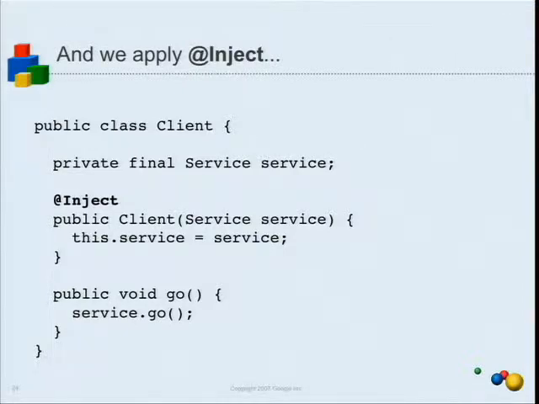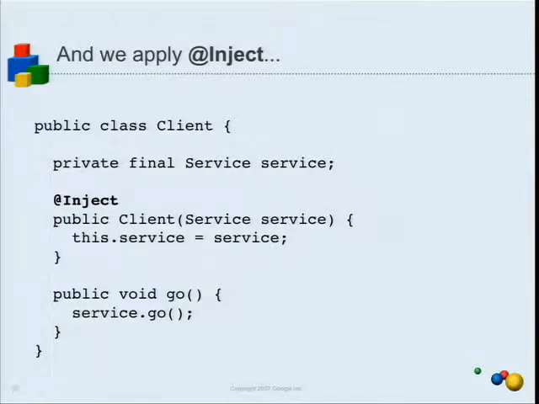We have to tell Guice where we want things to be injected. And when we were doing this stuff by hand, we knew, and we did the injection manually. But now we have to be able to tell Guice where to inject things. And the way you do that is you use an @inject annotation. And you can place that on constructors, methods, or fields. In this case, we're injecting a constructor.